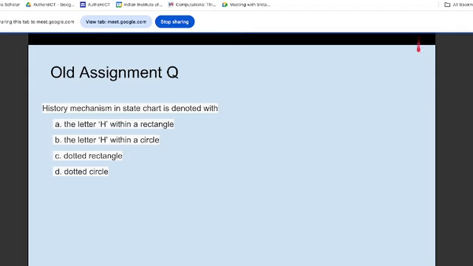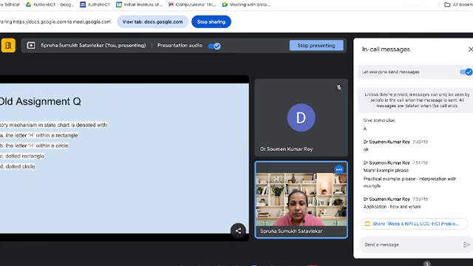So this is the old assignment question, basically about a notation, recall level again. We will go through an application example, okay?